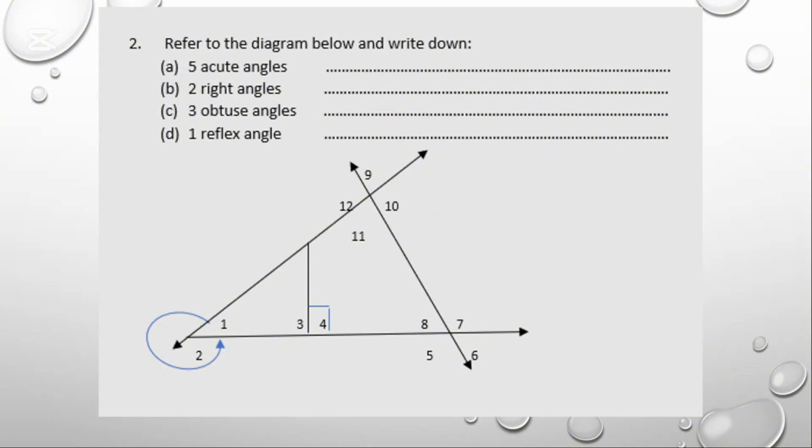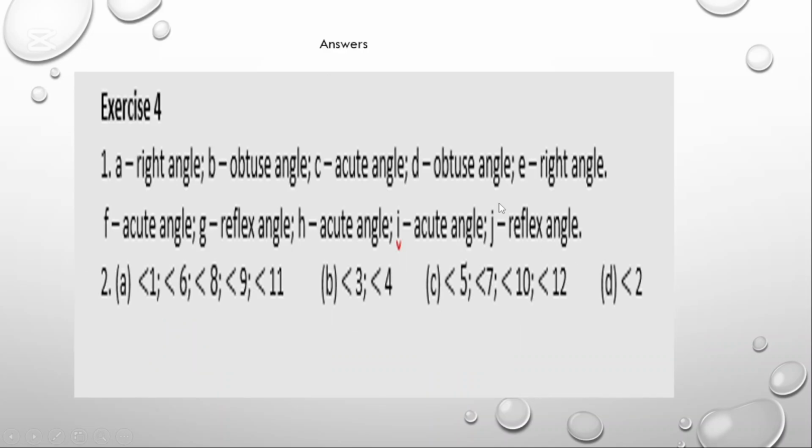Refer to the diagram below and write down 5 acute angles, 2 right angles, 3 obtuse angles, and 1 reflex angle. You can do that in your book, and once you have completed that, you can look at your answers right over here. And that is enough for the day.